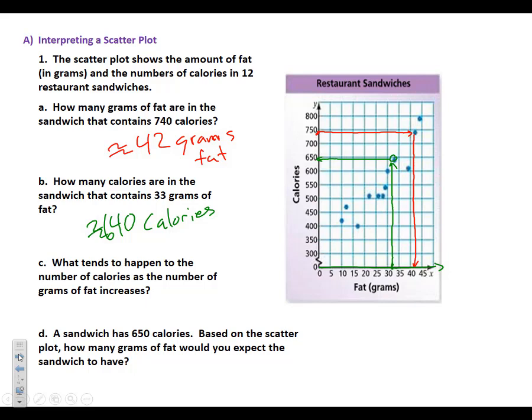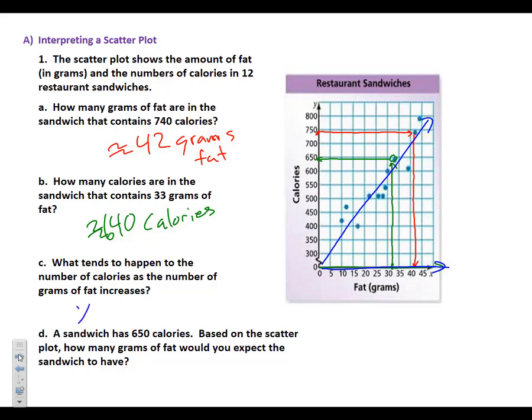Part C, what tends to happen to the number of calories as the number of grams of fat increases? So here's where we're trying to start looking at relationships, and again we're going to get more in depth in this in just a moment. But as we can see from this graph, as x is increasing, y is increasing typically, not always, but typically.